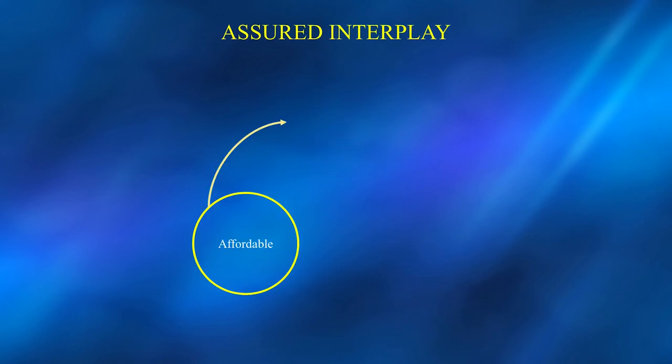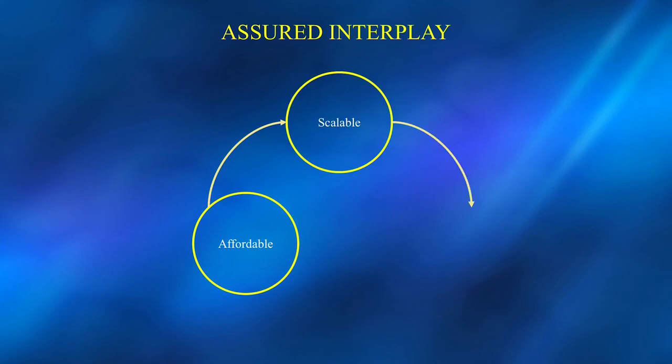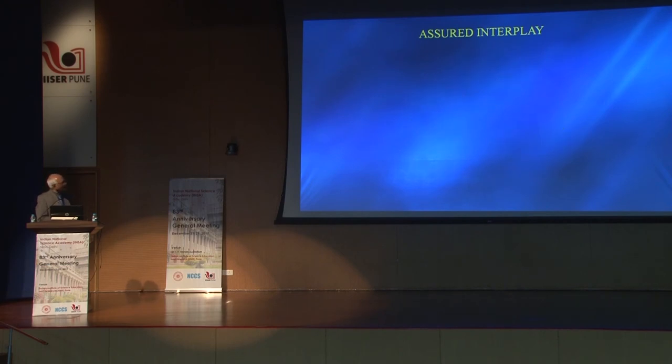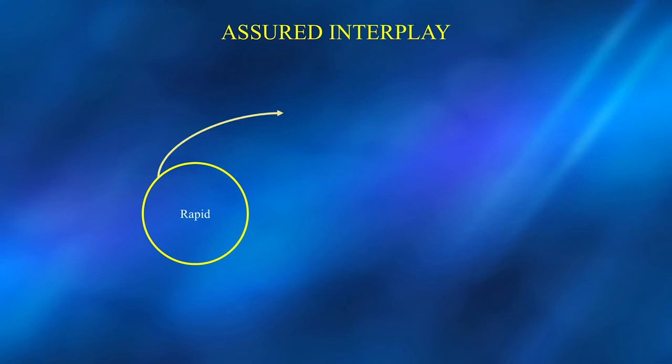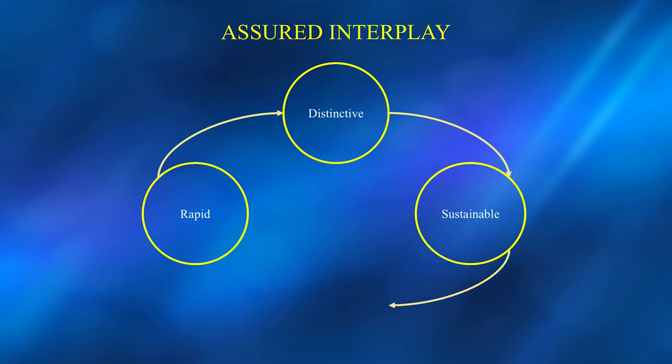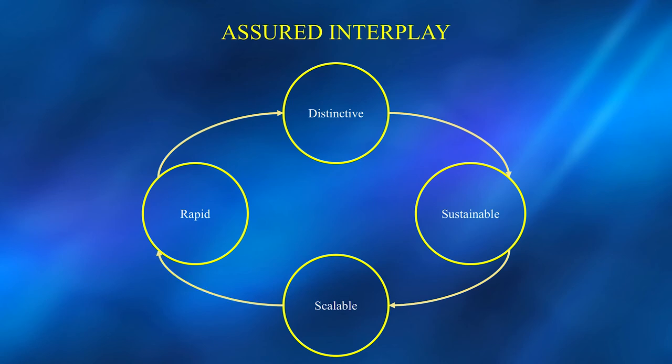Assured interplay: affordable, scalable, sustainable, this link is obvious. When it is extremely affordable, it becomes extremely scalable, and then it becomes sustainable. And the last one, I use the word rapid, fast. You have to always be distinctive. You have to displace your own product yourself. Then only your business will sustain, otherwise it will be out. And then only it can reach scale.